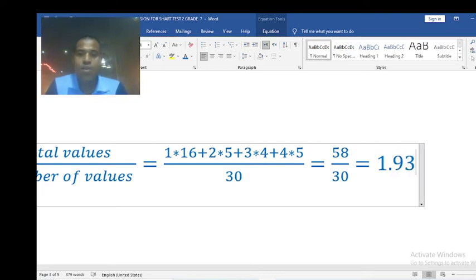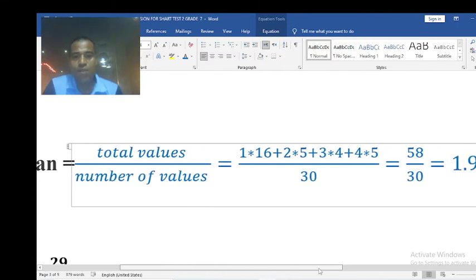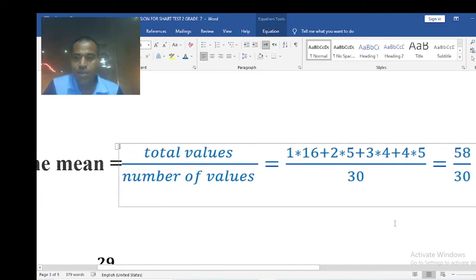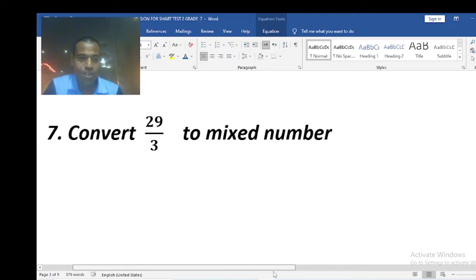Okay, so this is the last answer for this question. Now we move to the next question. We were told that the mean is equal to the total value over the number of values. Just do the multiplication and you will get the answer, which is 1.93. Now we move to the next question.